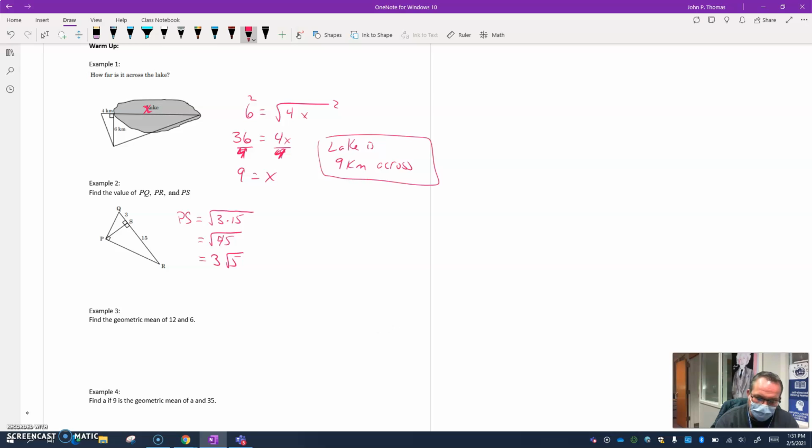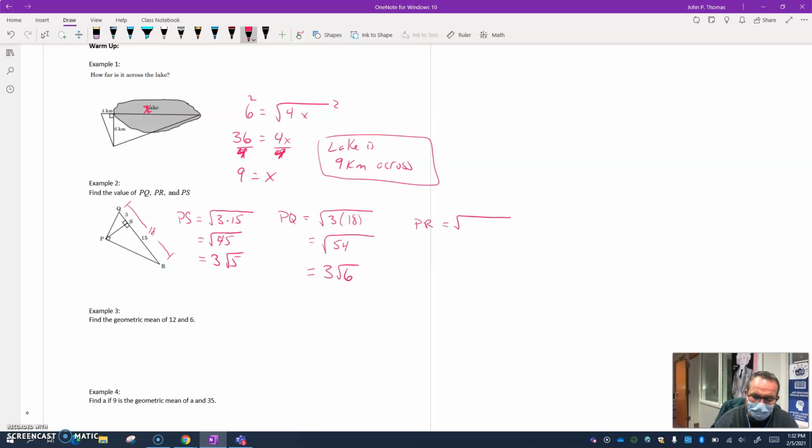All right, next we'll go to PQ. PQ is a leg. A leg is the geometric mean of the segment under the leg and the full hypotenuse, which in this case is 18. So if I do that, I've got 3 times 18, which is 54. Then I need to try and simplify root 54. We know 9 comes out of there 6 times, so we have a 3 root 6.